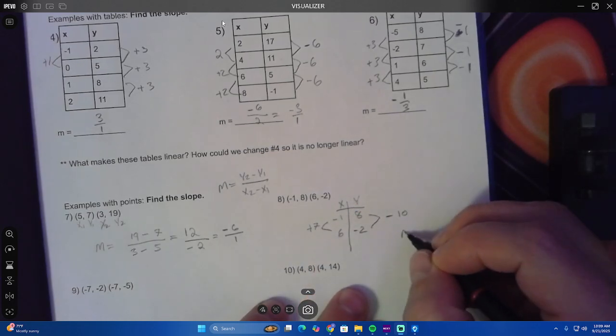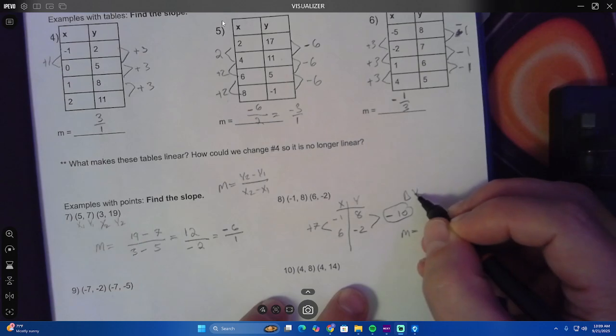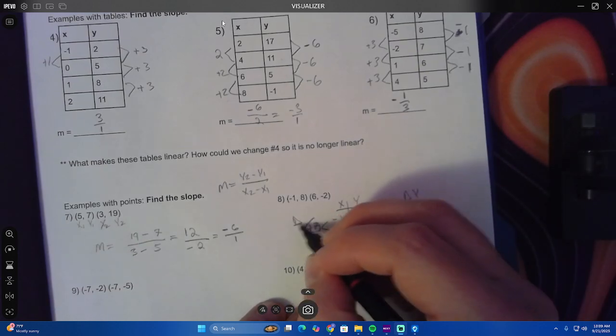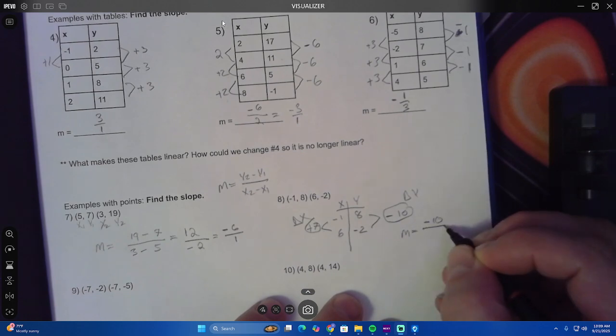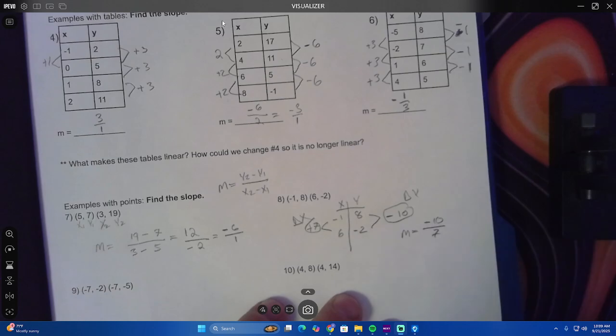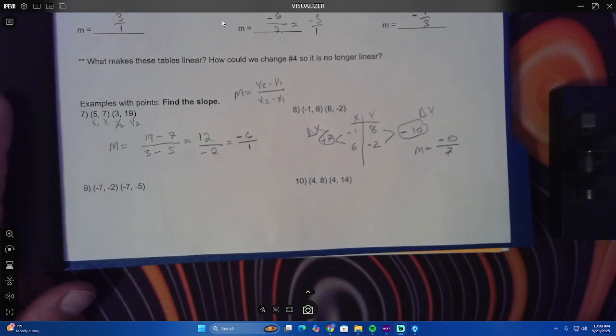So now I can say my slope is my change in my y over my change in my x. So here my slope would be negative 10 over positive 7. And I could leave it there as a fraction. Two more points I want to talk about really quick.